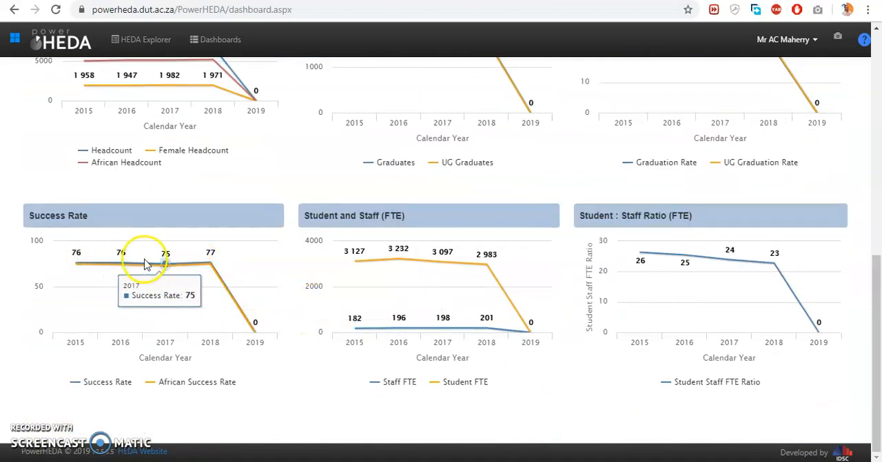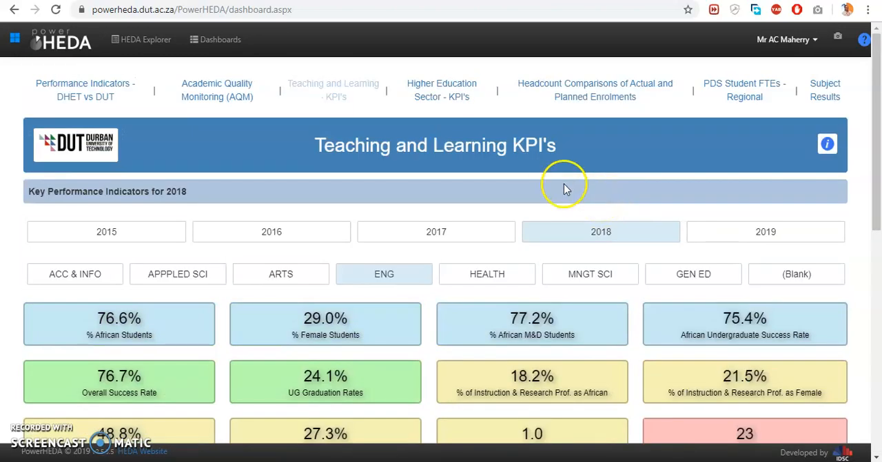You can also have a look at the various success rates over time. And the reason 2019 is 0 is that this is drawing from audited HEMIS as well as the live RTS data. And so because exams are still being written or have to be written for second semester, your success rates are showing you as 0.